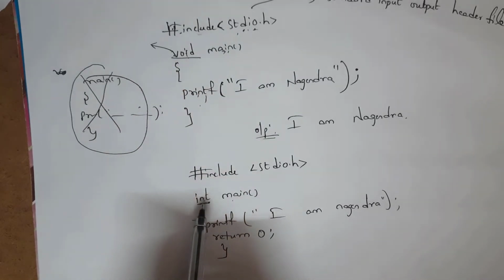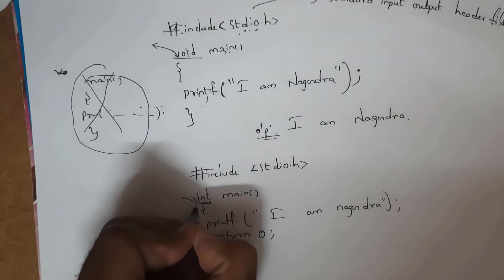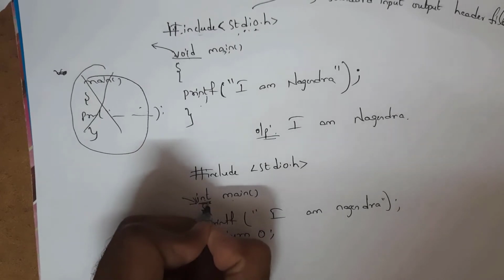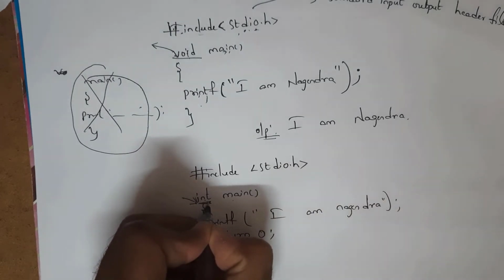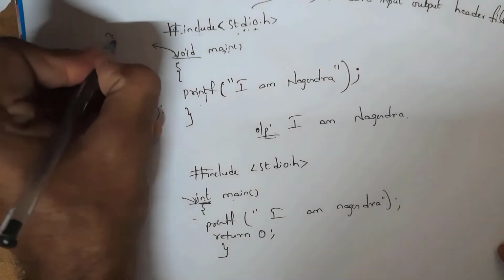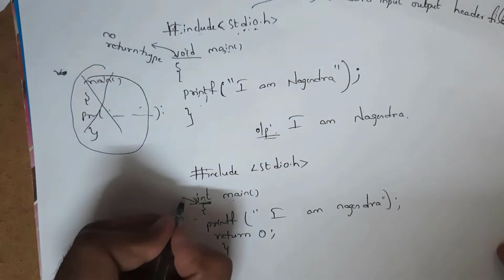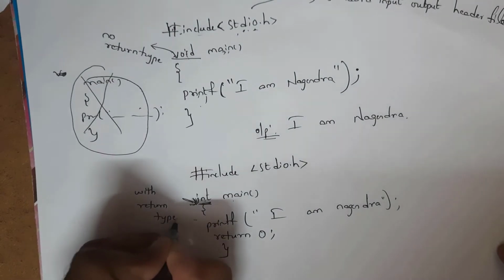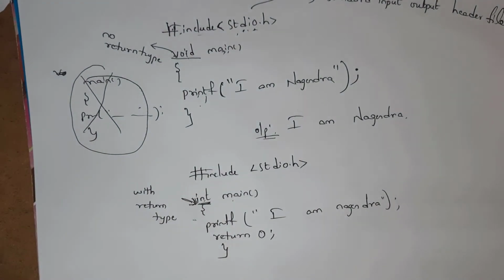But whenever you write int main, whenever you give the return type as int, definitely you need to return an integer value. So I return here return 0. This is with no return type. Void means no return type. Int is with return type. In exam they may ask the difference between void main and int main.